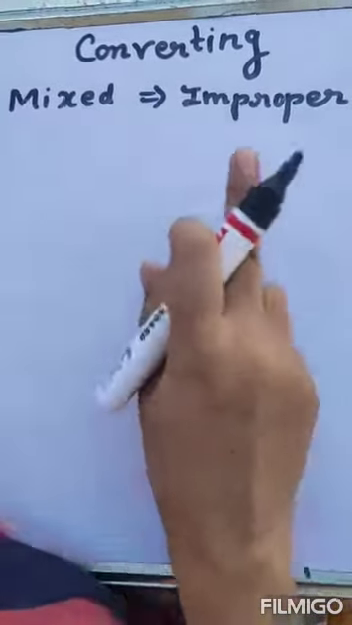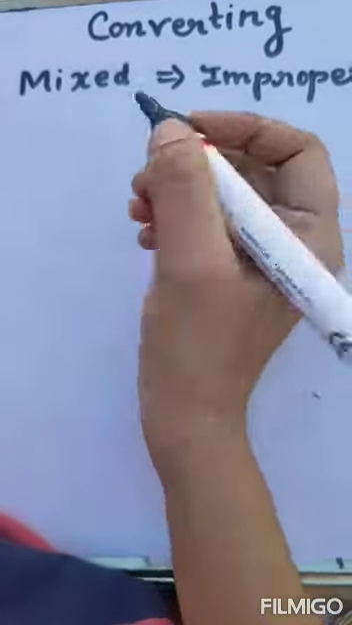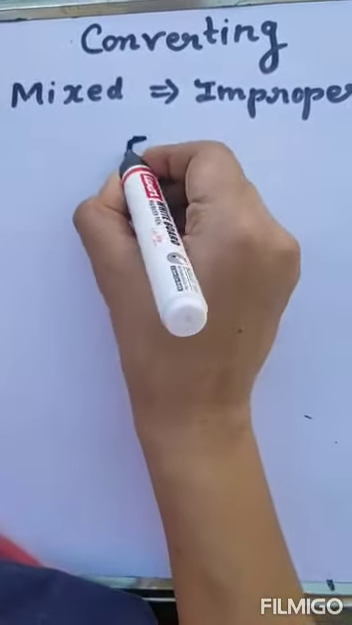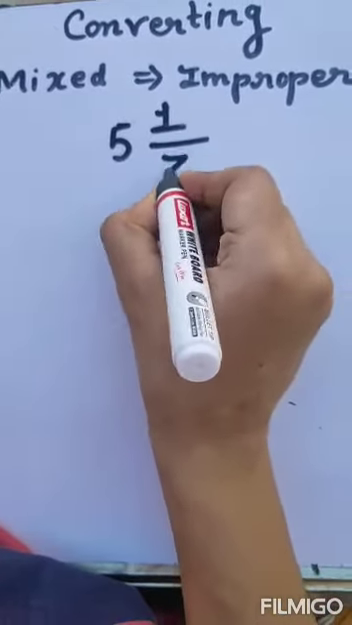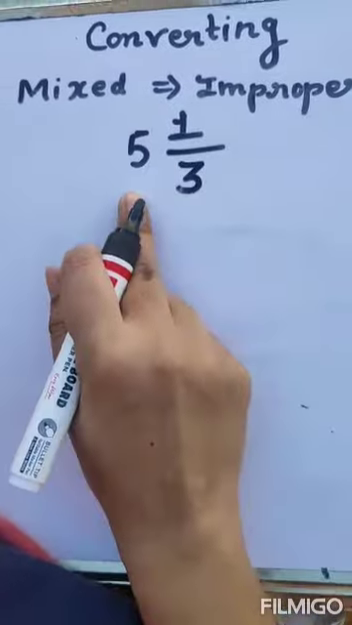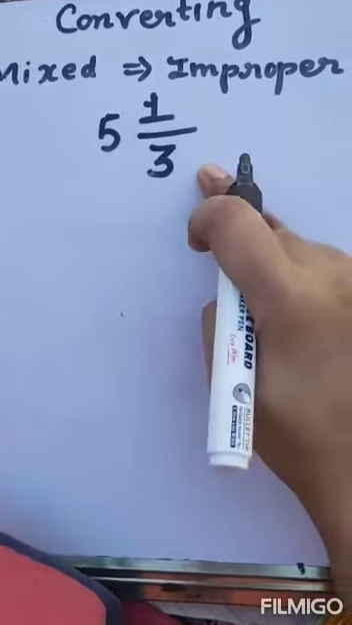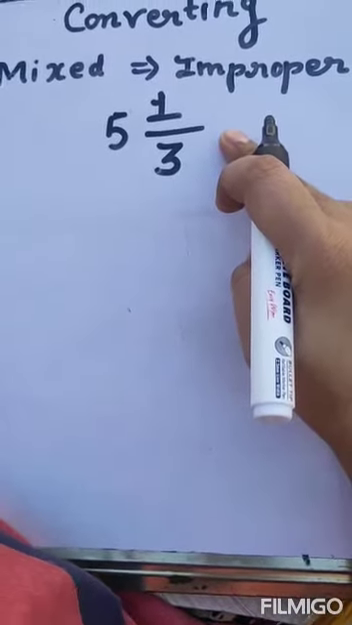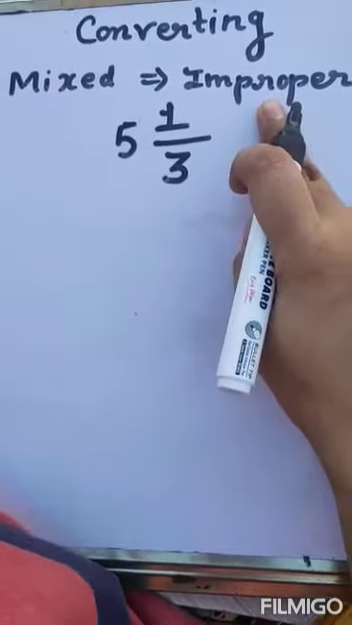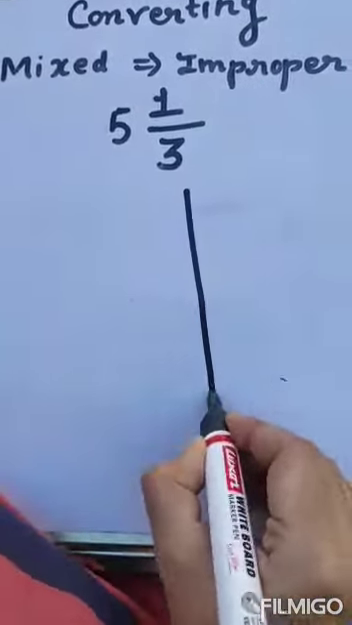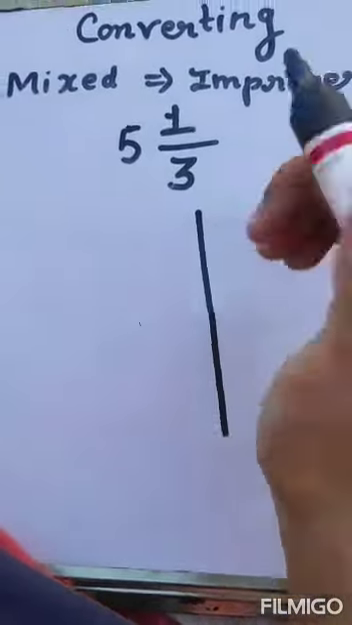We will see two different ways to solve this question. I am taking an example here: 5 whole 1 by 3. It is a combination of 5 wholes and a proper fraction. That's why it is a mixed fraction, and we have to convert this mixed fraction into an improper fraction. There are two ways we can solve this question.